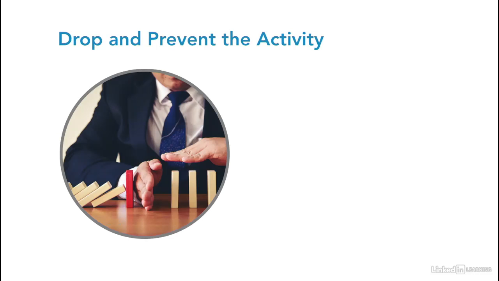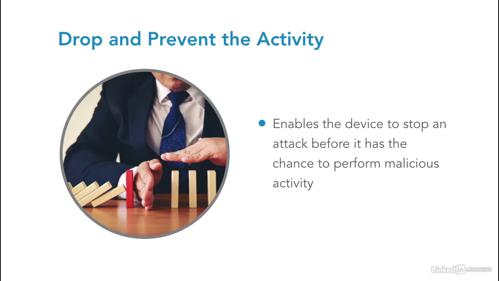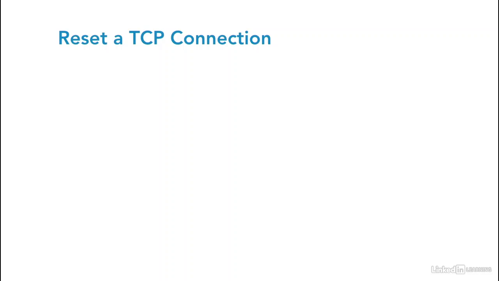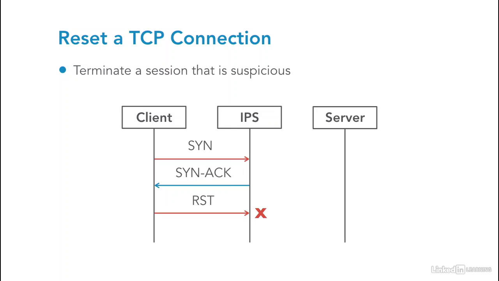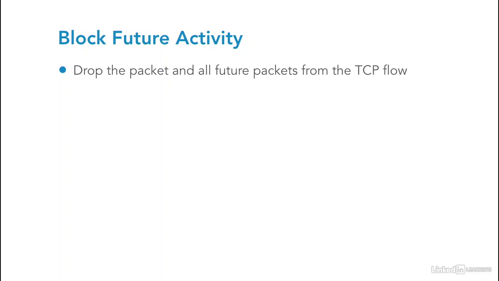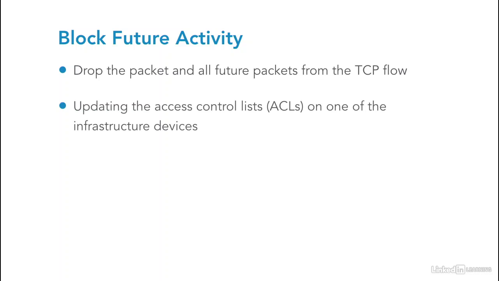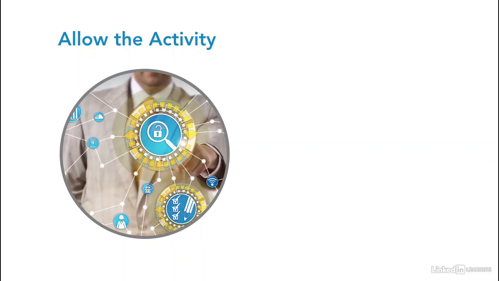It can drop and prevent the activity. This can stop an attack before it has a chance to perform malicious activity. It could reset a TCP connection to terminate a session that is suspicious, where you might see the initial SYN packet come in and a SYN-ACK, but the intrusion prevention system will send a reset and stop the connection before it does any damage. It can also block future activity. It will drop the packet and all future packets from the TCP flow by updating the access control list on one of the infrastructure devices.